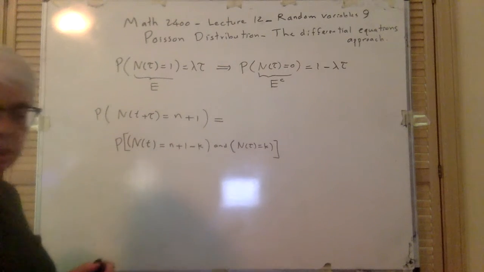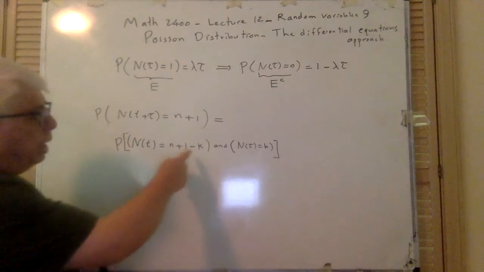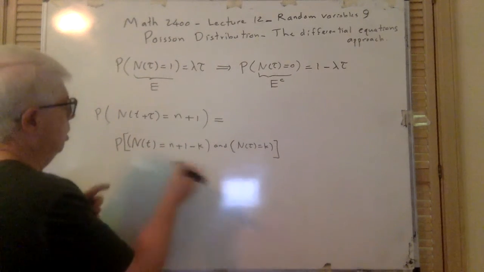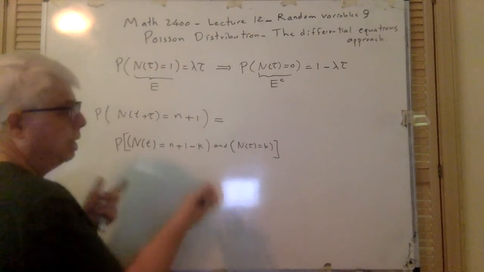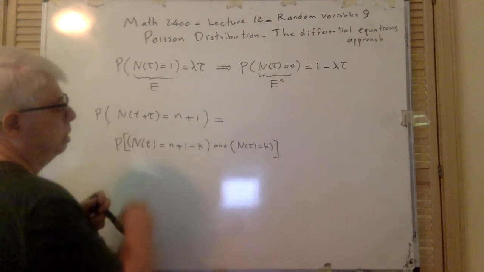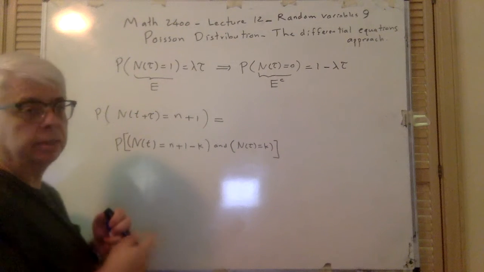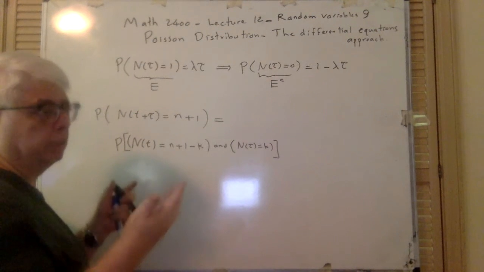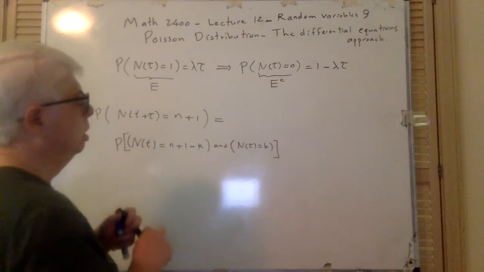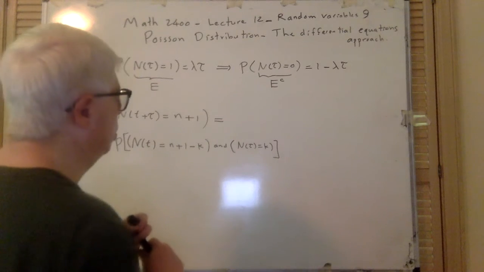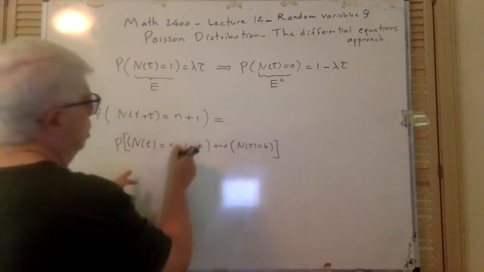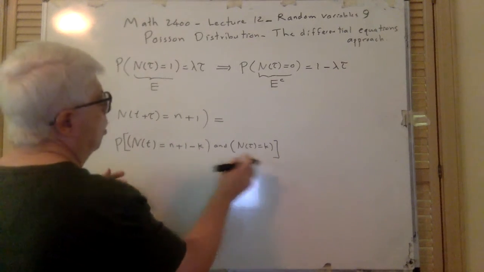Then this k, so this event itself, this and this, is an event which depends on k. And how many such events do I have? And they are independent, right? They are mutually exclusive. So this whole thing will become the sum of these things.